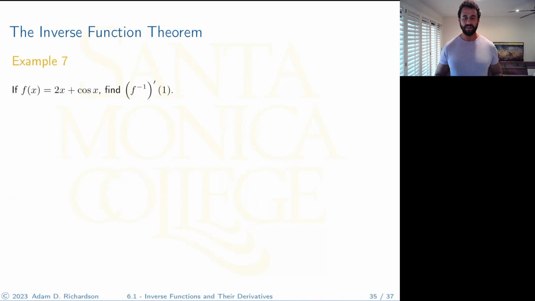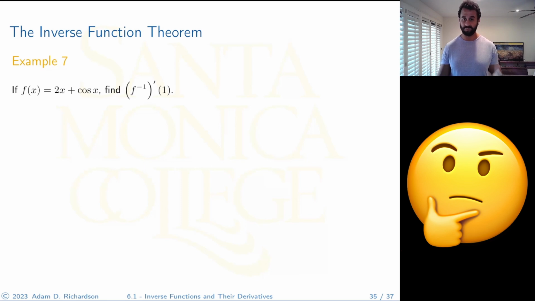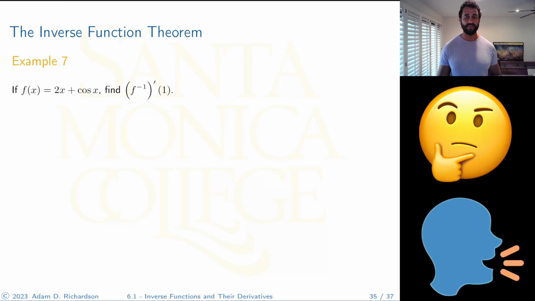So here we go. Let's say we've got the function f of x equals 2x plus cosine x. See if you can find the derivative of f inverse at 1. And so just like before, what I want you to do first is just think about what you would do to start this problem. How would you start it if you wanted to compute this value? All right, now say something out loud to yourself, to your dog, to your friend, to your family, anybody or nobody about how you would start it. Say something out loud.